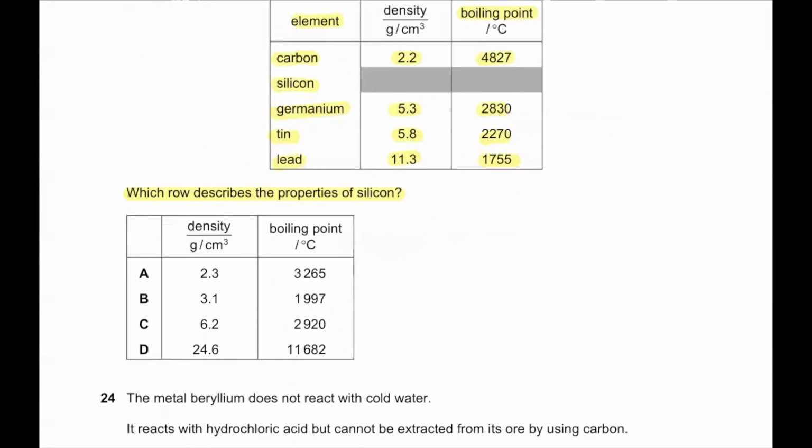So silicon's density should be something in between 2.2 and 5.3. It can easily be 3.1. It cannot be 6 or 6.2 or 24.6. It could be 2.3 as well, acceptable. However, the boiling point should be something in between 4,800 and 2,800. So it can be 3,260, but not 1997. So A will be the correct answer for question number 23.